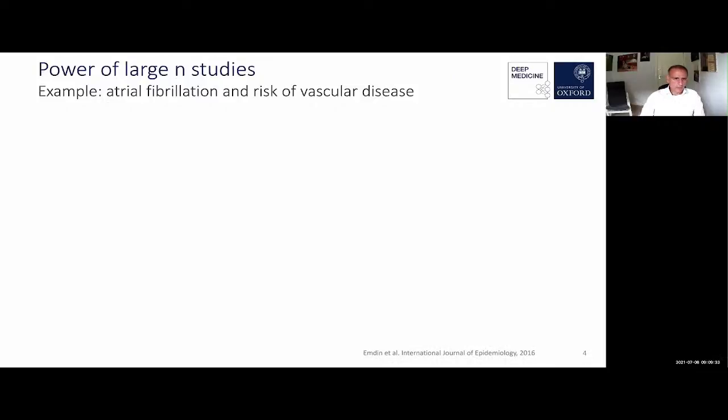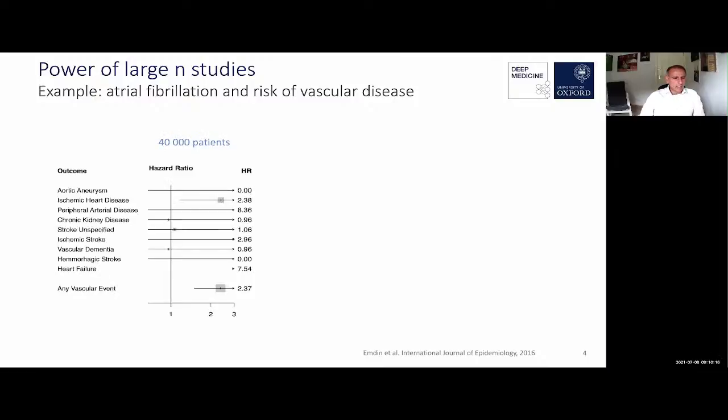So let me just first provide an example of what large-scale epidemiological studies have been able to do even without AI and digital health. So take an example of atrial fibrillation and risk of vascular disease. So atrial fibrillation is the most common dysrhythmia in the world. And if you ask clinicians about what is the problem with atrial fibrillation, you're invariably likely to get an answer that the problem is that people who suffer that dysrhythmia are more likely to be at risk of future stroke. Therefore, we need to have preventive strategies for mitigating that risk.